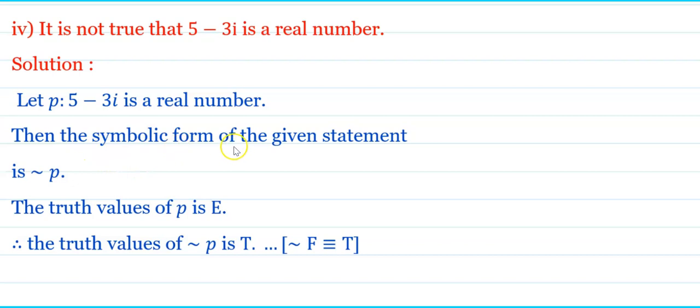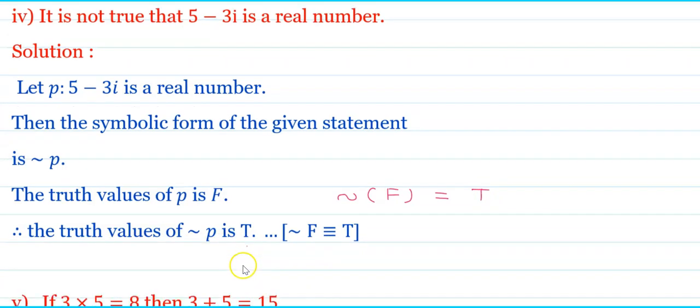Then the symbolic form of the given statement is negation of P. The truth value of P is F. 5 minus 3i is not a real number. It is a complex number. Therefore, the truth value of P is F. But we require its negation. The negation of F is T. And hence the truth value of negation of P is T.